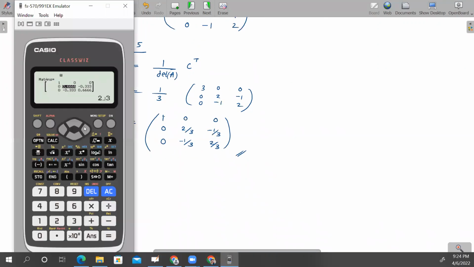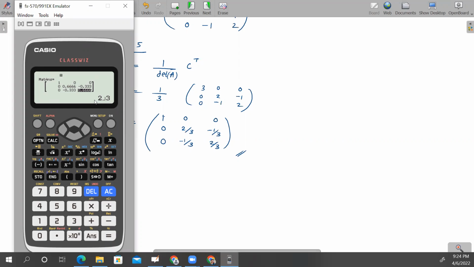Can you see it's the same answer, even though the calculator displays 0.666, when you take the cursor on top of it, it shows you 2 over 3. Minus 1 over 3. Can you see? Minus 1 over 3, 2 over 3. You take it on top, it shows you. But on the screen, you can see the display as the recurring figures. But you should use the exact values.